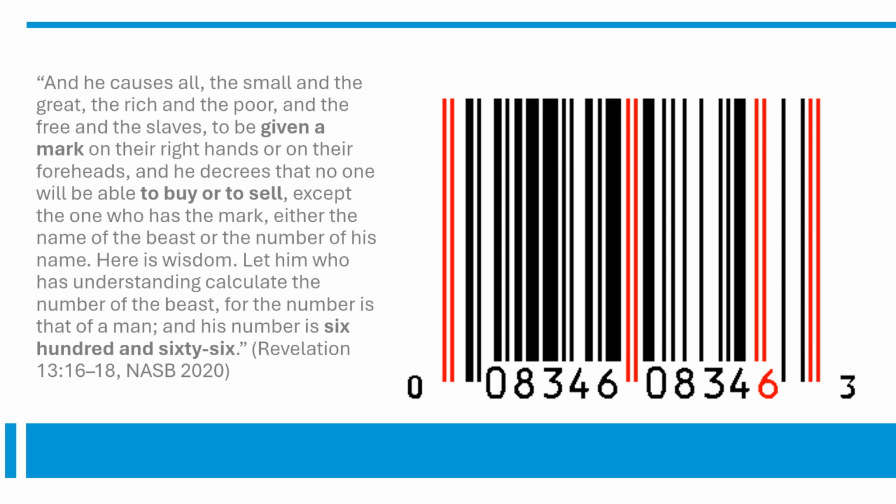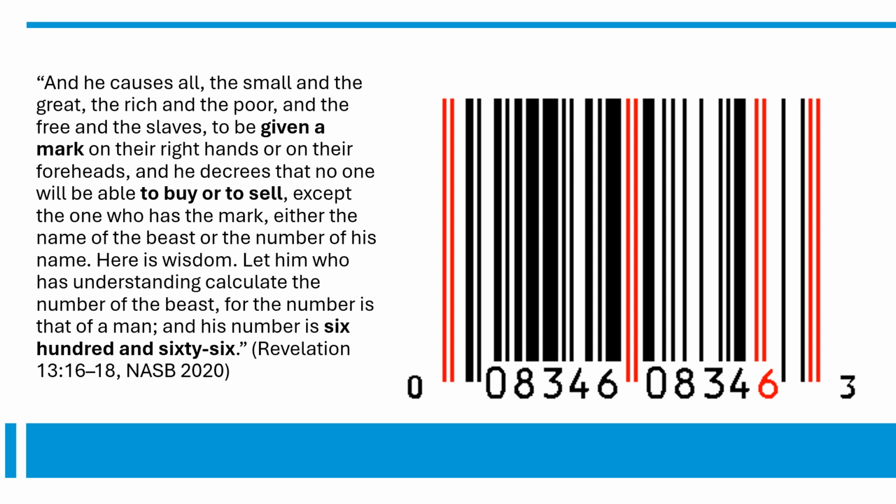Next, let us review the specific prophecy given to us by John. And he causes all, the small and the great, the rich and the poor, and the free and the slaves, to be given a mark on their right hands or on their foreheads, and he decrees that no one will be able to buy or to sell, except the one who has the mark, either the name of the beast or the number of his name. Here is wisdom. Let him who has understanding calculate the number of the beast, for the number is that of a man, and his number is 666.